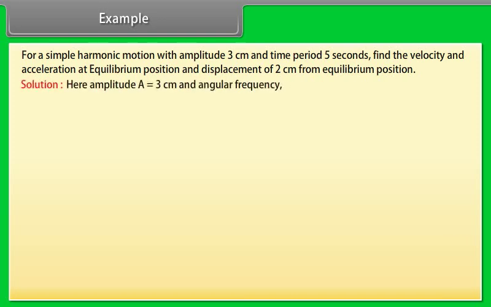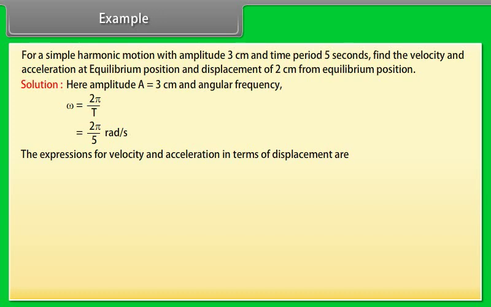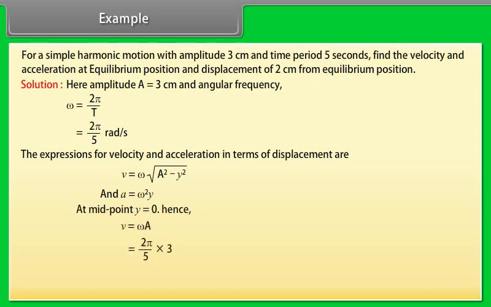Here, amplitude A is equal to 3 cm and angular frequency omega is equal to 2 pi upon T, which is equal to 2 pi upon 5 radian per second. The expressions for velocity and acceleration in terms of displacement are v is equal to omega under root of A square minus y square, and a is equal to omega square y. At midpoint y is equal to 0. Hence, v is equal to omega A is equal to 3.77 cm per second and a is equal to 0.